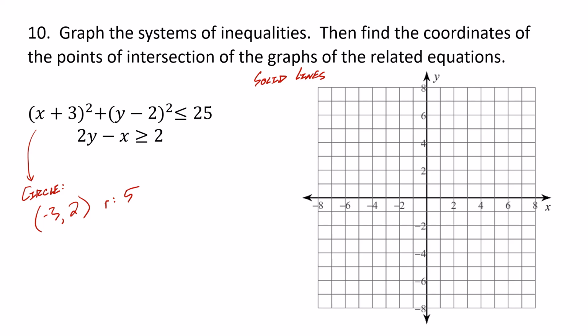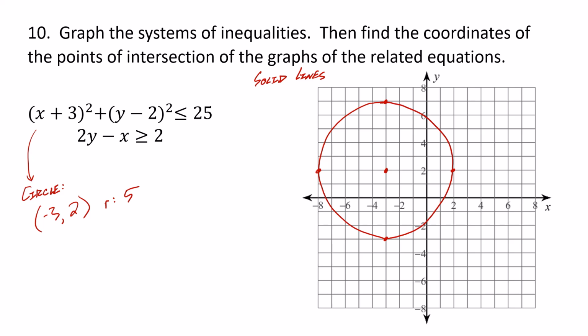5. So I'm going to go ahead and just get that plotted over on our grid. Go to the left 3, up 2, count out 5 each direction. 1, 2, 3, 4, 5. 2, 3, 4, 5. And so on and so forth. So now I know it was again a solid line. I can go ahead and try and draw a nice smooth circle through all of those.